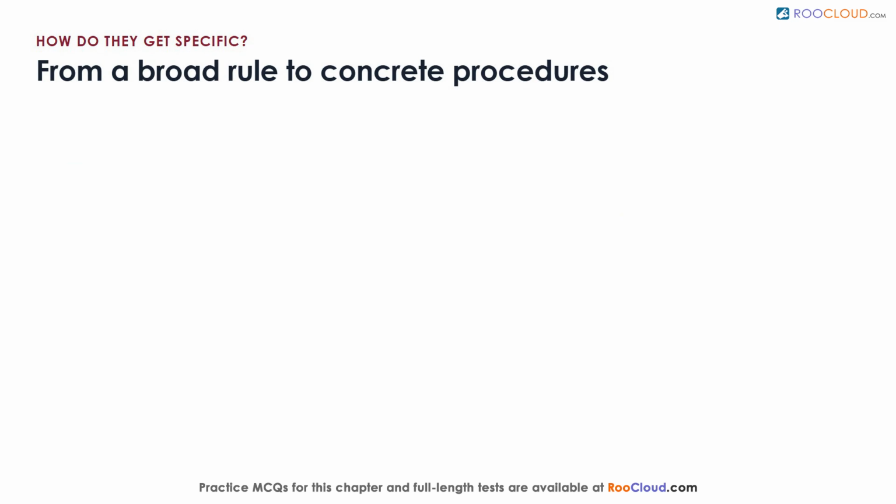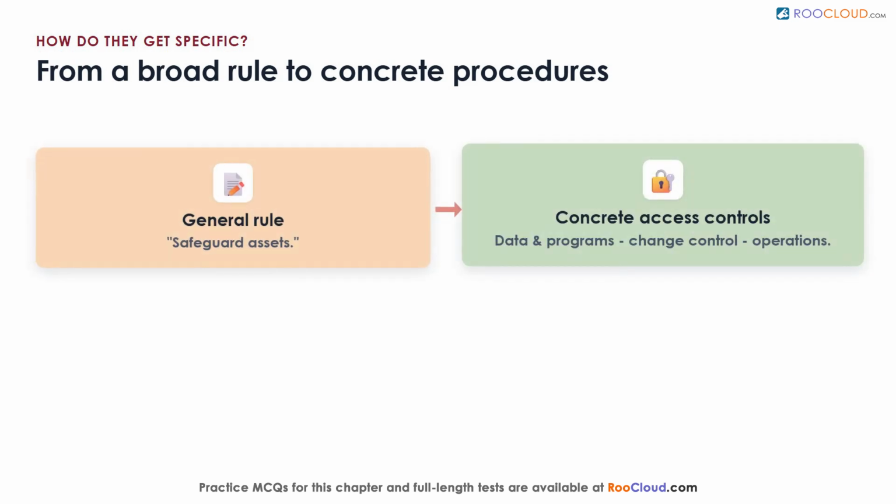How do these methods become technology-specific controls? Each general method translates into a concrete procedure. A general rule to safeguard assets becomes access controls. Controls over programs, data, and equipment. The list is long. It covers strategy and management of the technology function.